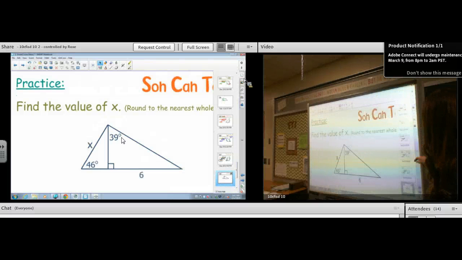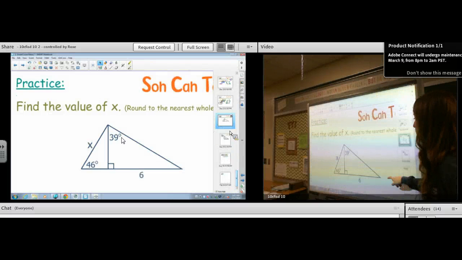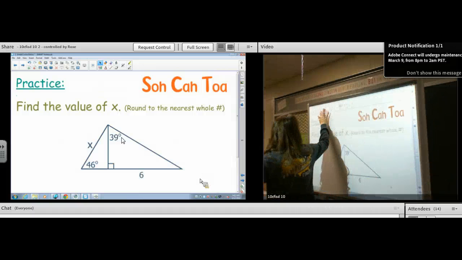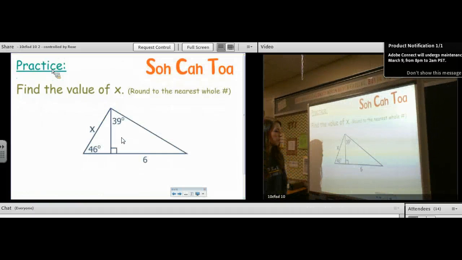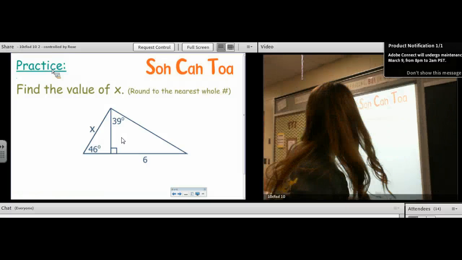How many more do we have? 2 more. Let's hang in there. Woo, we're pushing the time. Okay, let's do these quickly because we're pushing time.